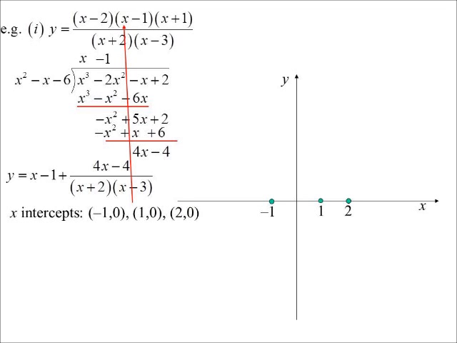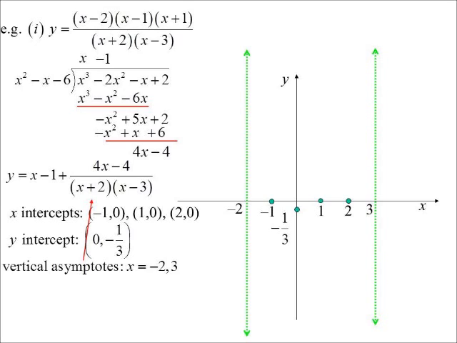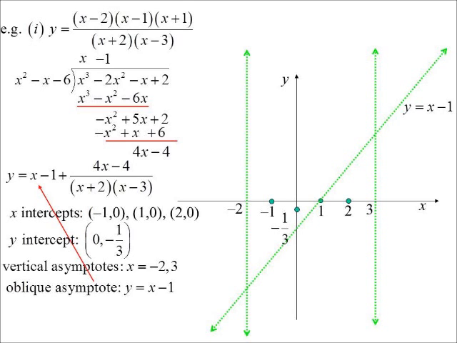Let's get all our information. x-intercepts, solving y equals 0. So I've got 2, 1, minus 1. Plot them in. Y-intercept, sub in x equals 0, and I will get minus 1/3. Plot that one in. I have vertical asymptotes at minus 2 and plus 3. Plot those in. I have an oblique asymptote at y equals x minus 1. So we will draw that in.